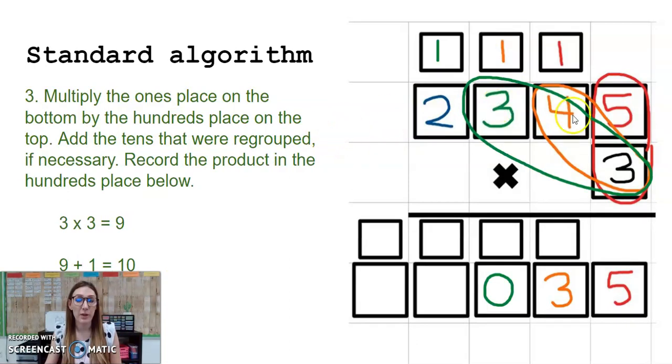Next, I'm going to multiply the ones place times the hundreds place. So then I'm going to multiply 3 times 3 to get a product of 9, and I'm going to add in this 1 that I regrouped.